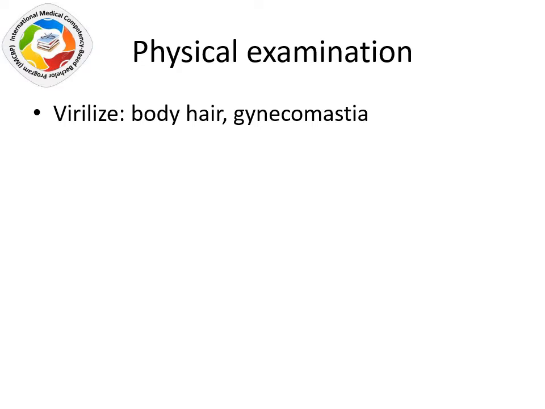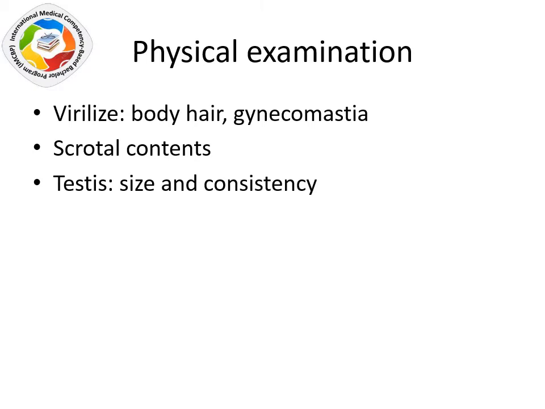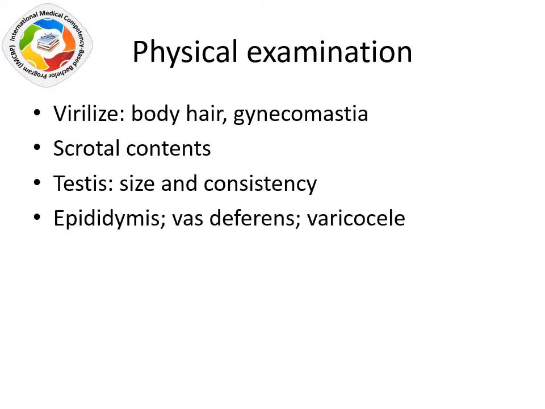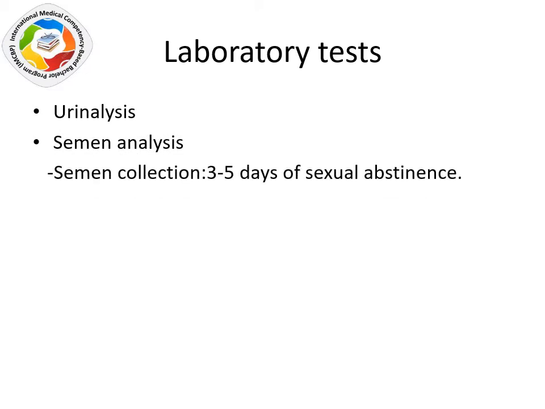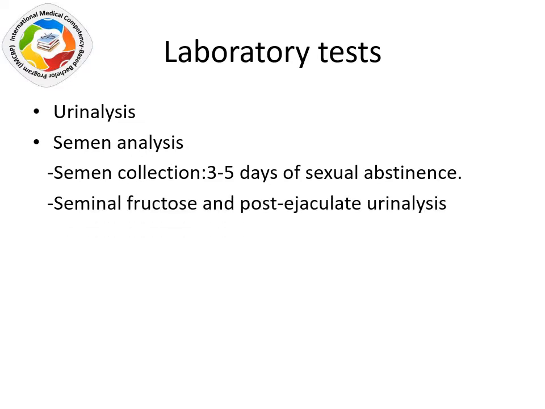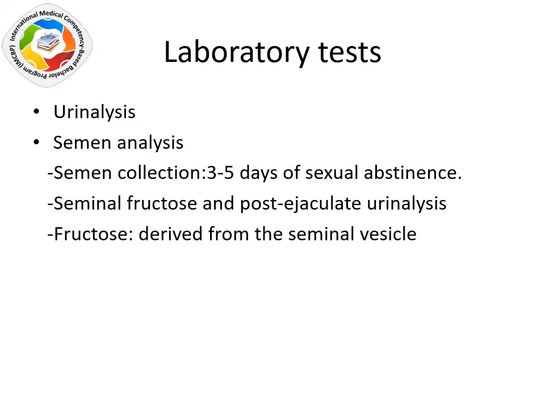Physical examination of the male patient is very important: virilization symptoms like body hair and gynecomastia. Examination of the scrotum and external genitalia is very important, especially the testes for size and consistency, presence of the vas, presence of varicocele, and epididymal abnormalities. Our patient must do some laboratory investigations like urine analysis and semen analysis, but the semen has certain precautions. We must tell the patient it must be 3 to 5 days of sexual abstinence. We must examine seminal fructose and post-ejaculate urine analysis if needed in some cases.